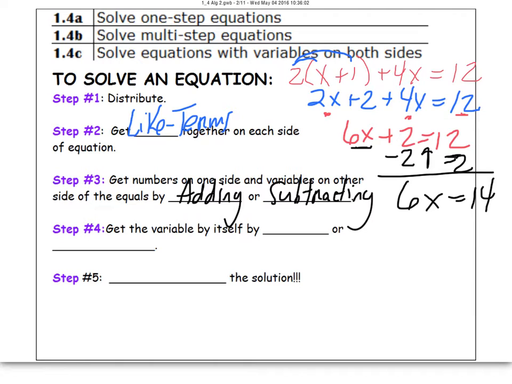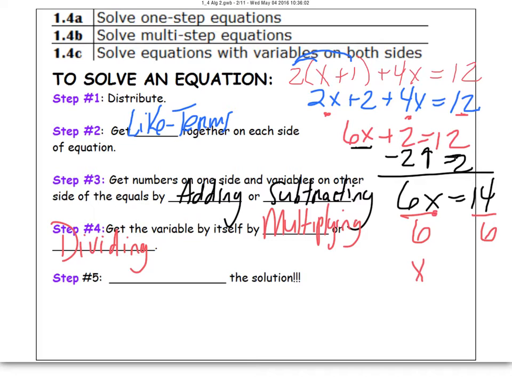Step 4 then says get the variable by itself by either multiplying or dividing. Okay, again, I'm going to do the inverse operation. So if this is an x times 6, to get rid of times, I would divide by 6. If I do it to one side of the equals sign, I have to go to the other side of the equation over here and divide by 6. And then I would write x equals 14 divided by 6. And we'll just keep it like that for now.